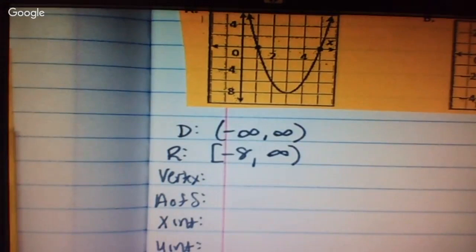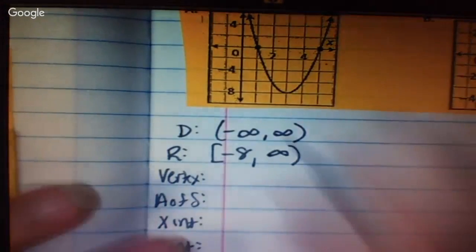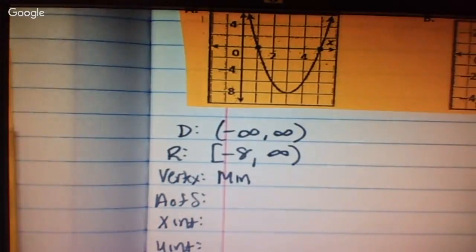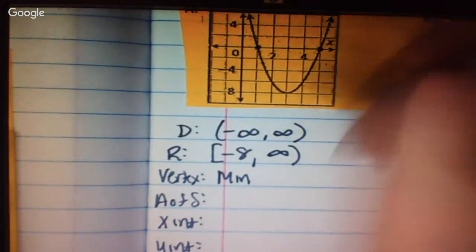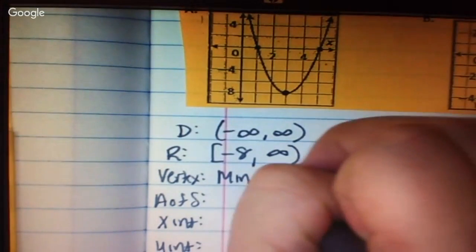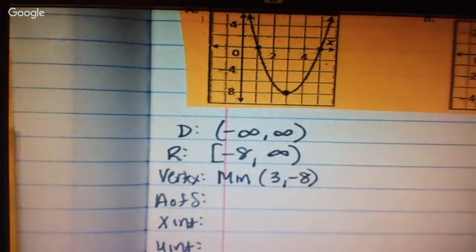Okay. Your vertex. The first thing I want you to do is tell me, is it a minimum or a maximum? It is a min. My vertex is a min. Okay. What is the coordinate of my vertex? 3, -8. Good. It should be right here. So that is 3, -8. Should be a minimum.